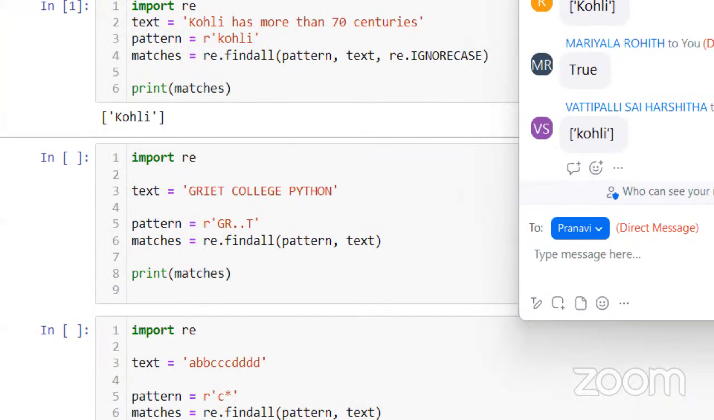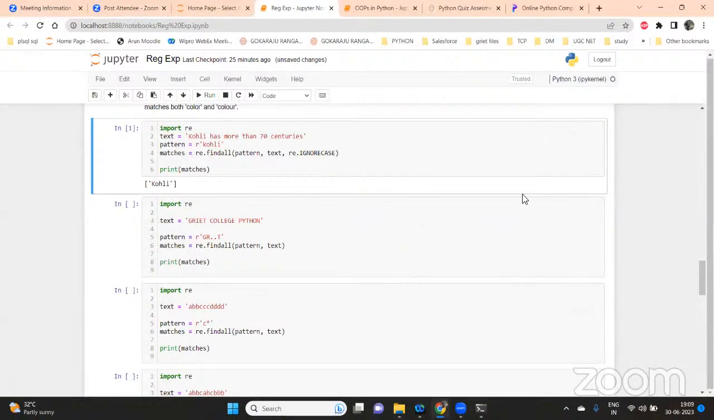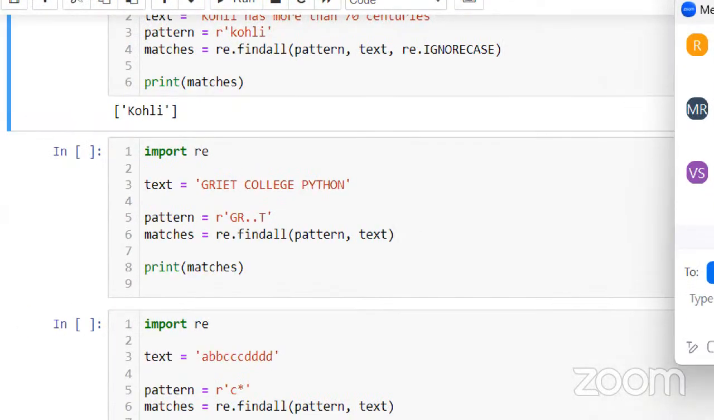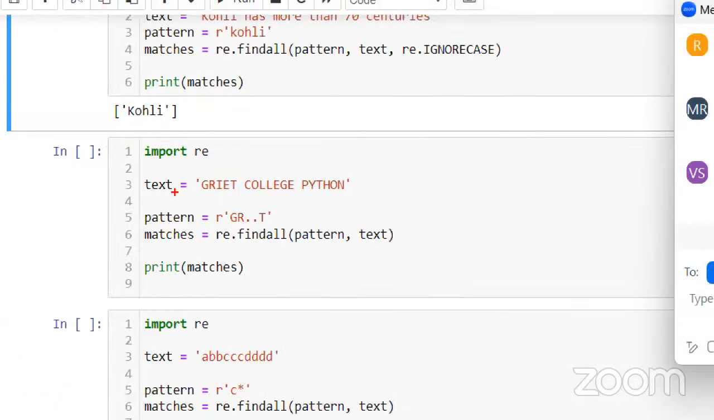Next. So who gave the correct answer first? Rishi? Fine. Next. See the question and predict the answer. It can take 1 minute maximum, not 2-3 minutes.